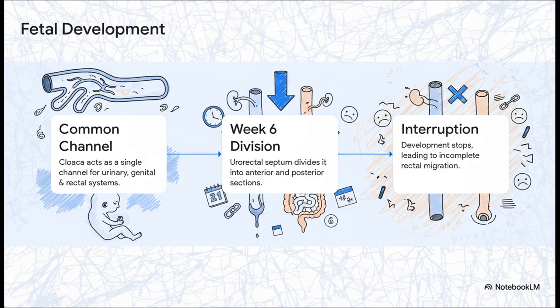Now, right around the 6th week of gestation, something critical happens. A structure called the urorectal septum drops down and basically divides that single channel into 2 separate parts. You get an anterior section for the urogenital system and a posterior section for the intestinal channel. But if there's an interruption during this incredibly crucial 6-week window, well, the rectum stops its migration, it just fails to reach its normal position on the perineum, and that sets the stage for the malformations we're discussing today.